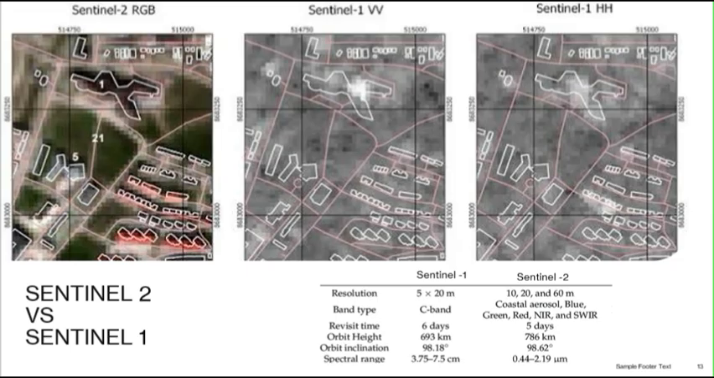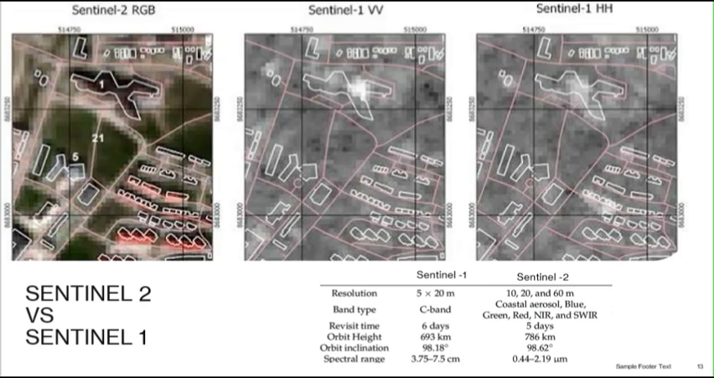The bright white areas in these images represent strong radar reflections, and the dark gray areas indicate weak radar reflections. Notice that the buildings don't appear in natural colors. They appear bright or dark depending on how they reflect radar energy. The far right panel image, Sentinel-1 HH, is another radar image, but with a different polarization. So you have VV and then HH.